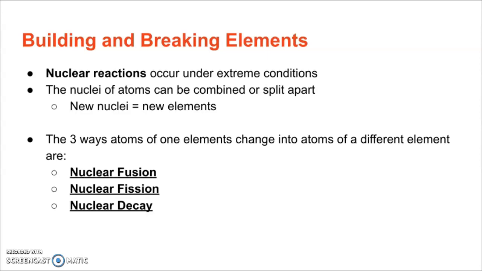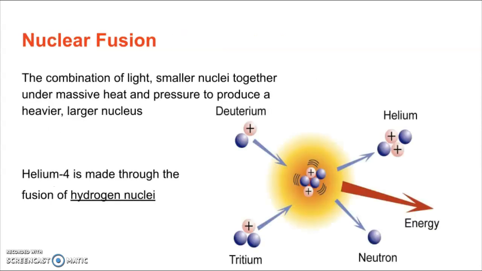There are 3 ways that atoms can be changed from one type of element to another: nuclear fusion, nuclear fission, and nuclear decay. In this video, we're going to talk about the first 2, and in the next video, we'll talk about nuclear decay. Let's start with fusion. When you think of the word fusion, or the verb to fuse, what do you think about? When you're fusing something together, you're combining it. So that is all nuclear fusion is.